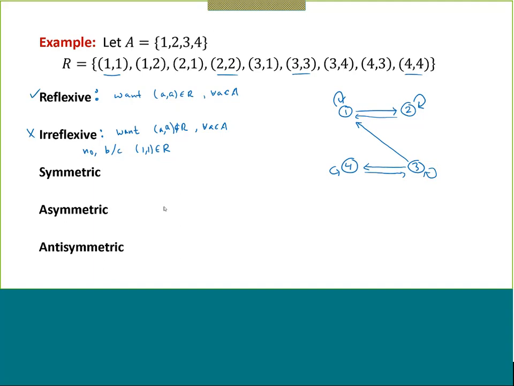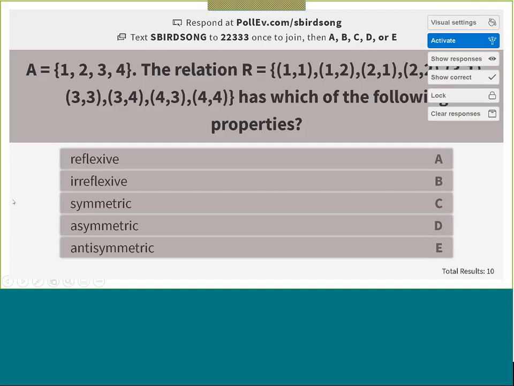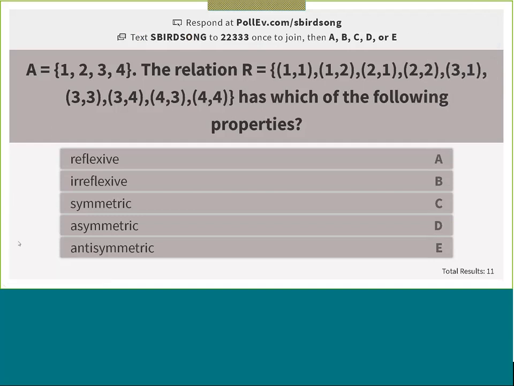Ooh, I do have different guesses. So let me pause from writing this down. I see that some of you have made a guess here. How about the rest of you make some guesses? You should be able to select all that apply. We already gave you the answers for reflexive and irreflexive, okay? So now it's see what you think about the symmetric, the asymmetric, and the antisymmetric.